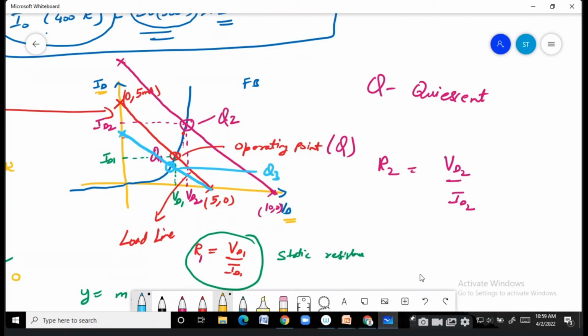Q3. There are two cases that we have seen. In one case, we have kept the resistance fixed and changed the voltage.